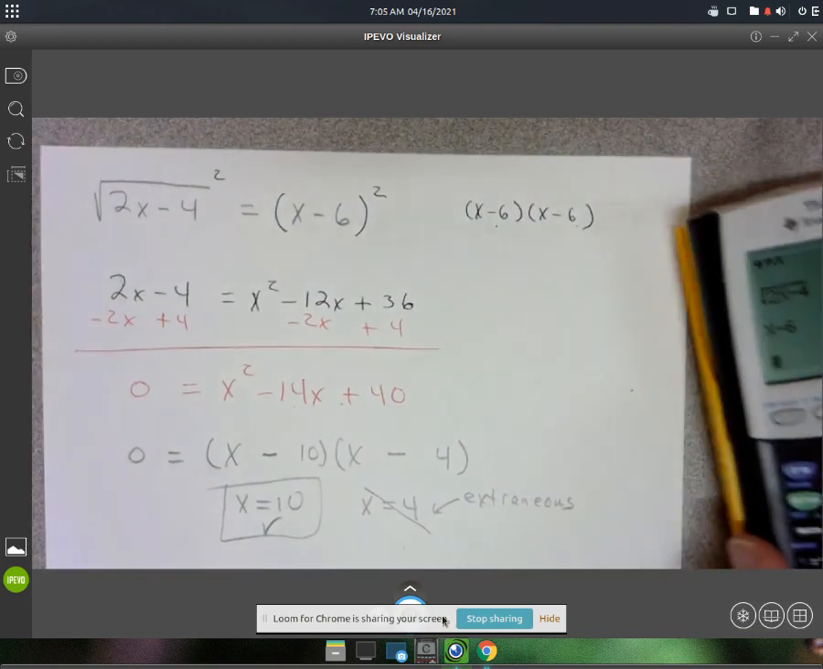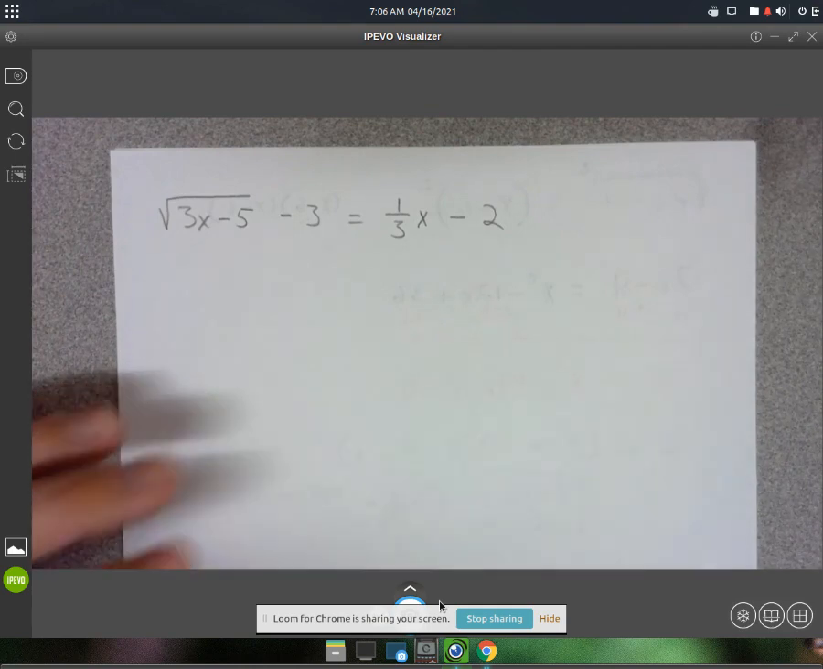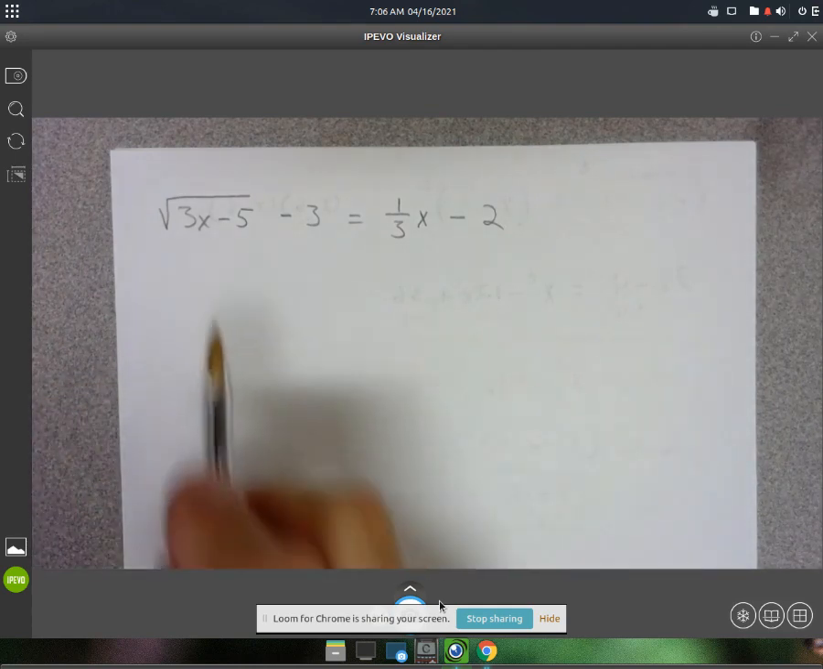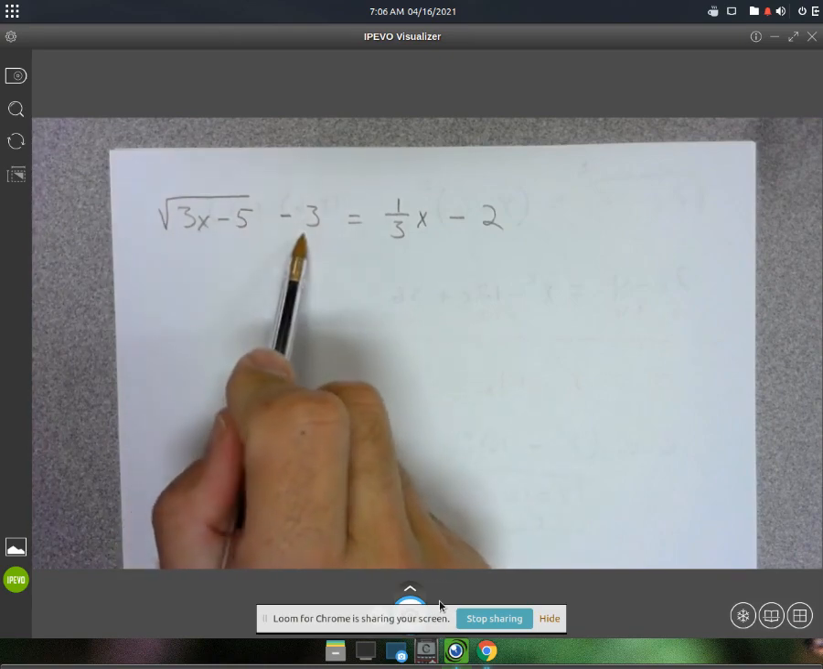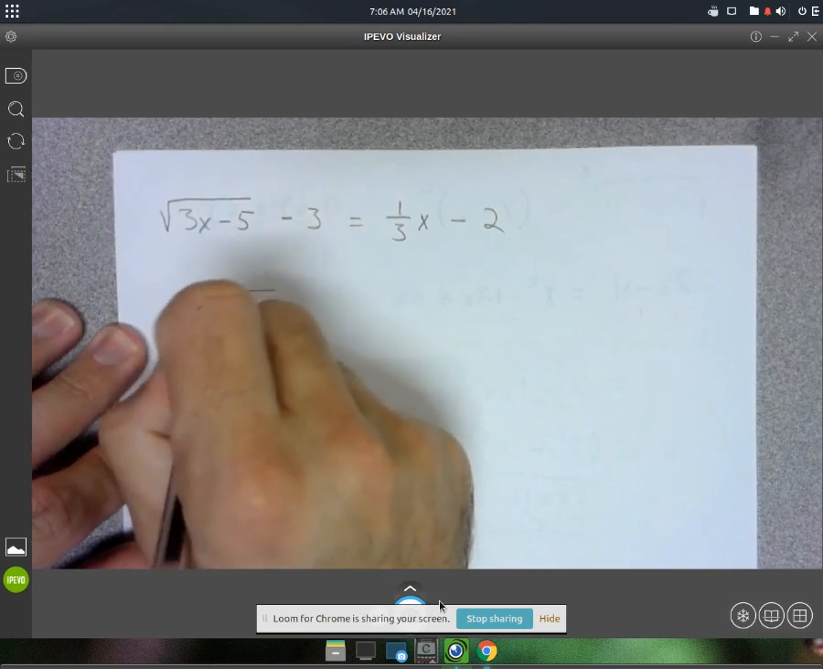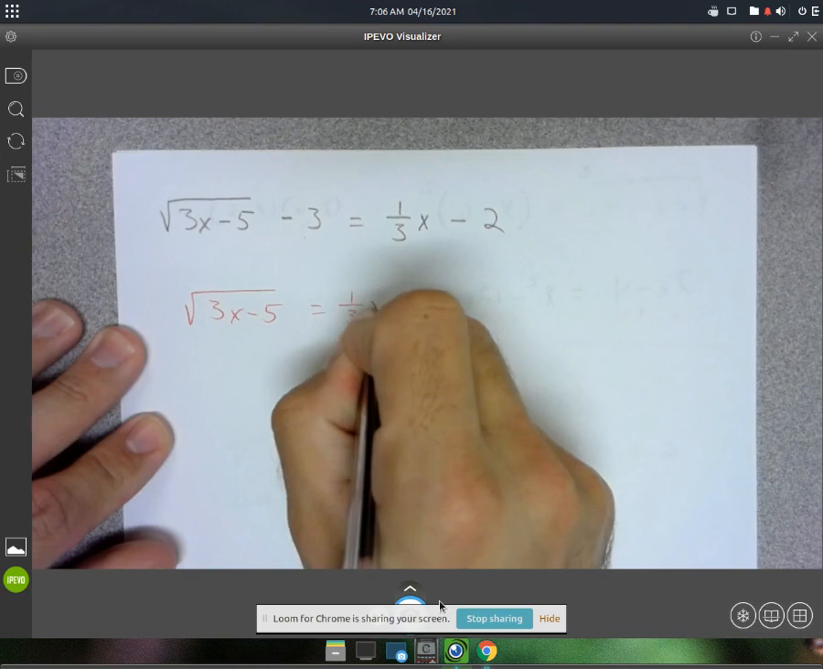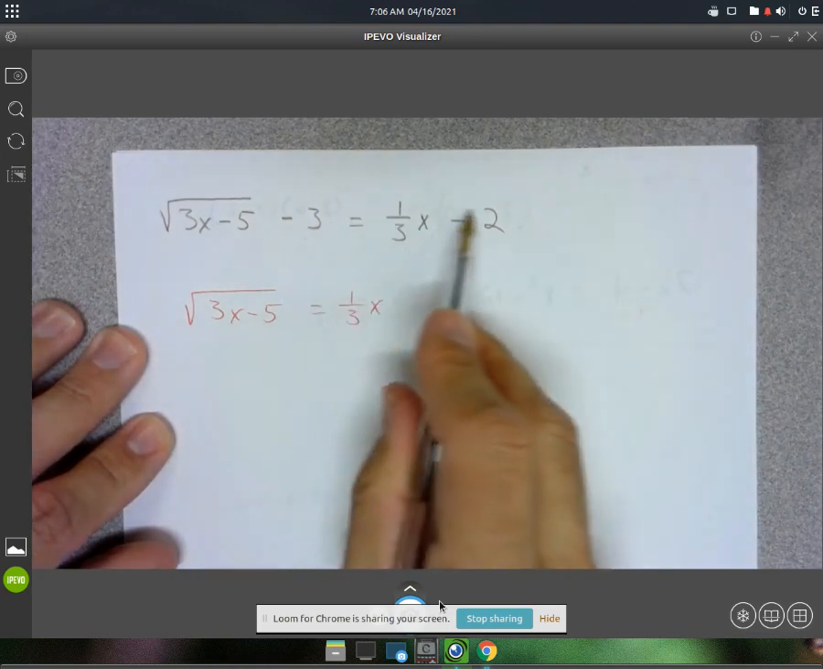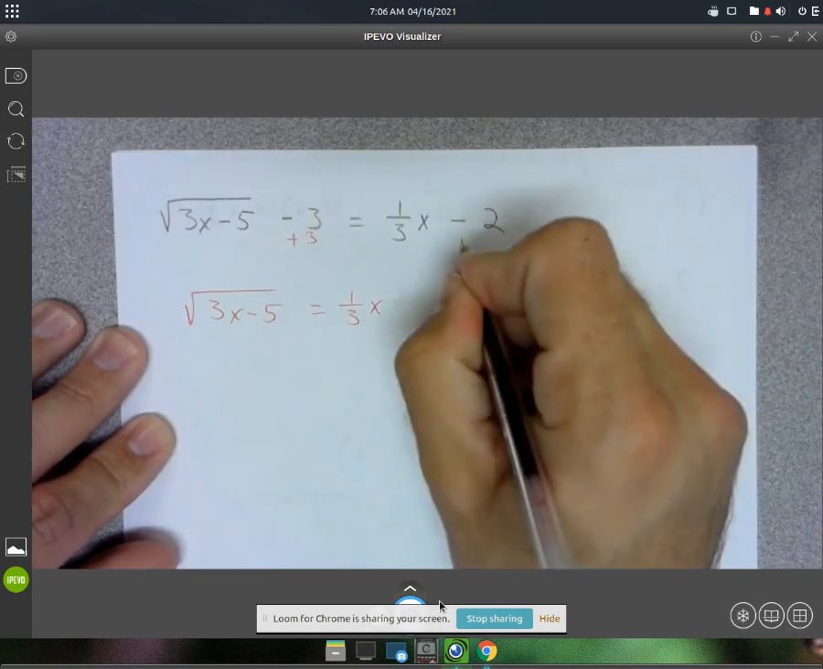Alrighty, there's that. I'll give you one last example here. This one involves a few extra steps. So we want to isolate the radical first. We need to move our 3 over, so plus 3 to both sides. That'll give us 3x minus 5 is equal to 1/3 x still. But if we add the 3 to both sides, there's going to be a positive 1 over here. Plus 3, plus 3.